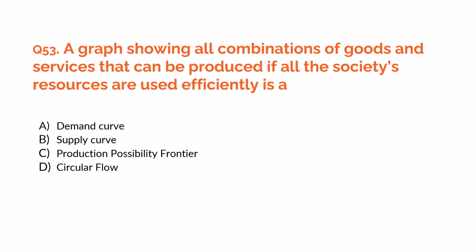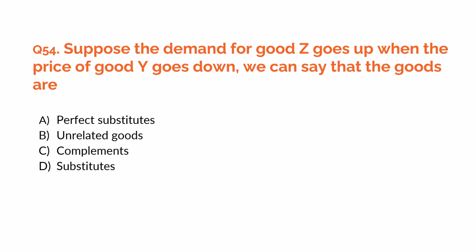A graph showing all combinations of goods and services that can be purchased if all the society's resources are used efficiently. This is known as PPF, Production Possibility Curve, or Production Possibility Frontier. Let's move to another question.